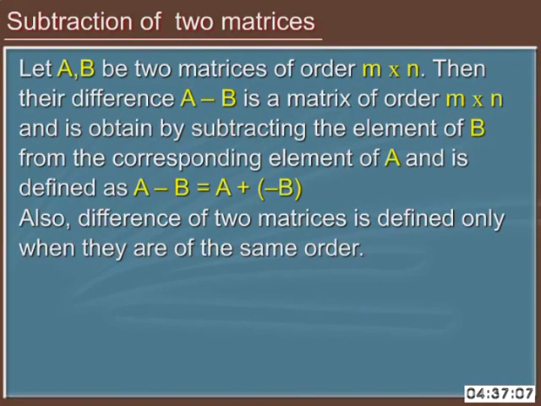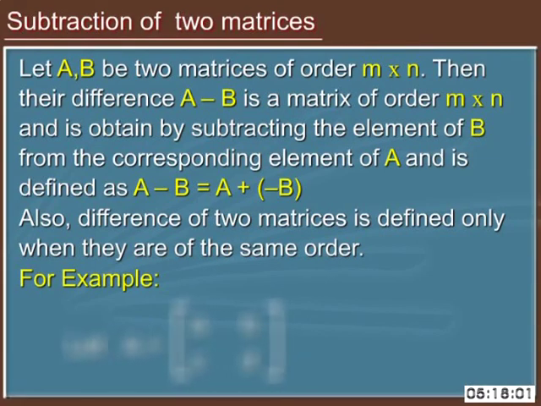Subtraction of two matrices. Let A, B be two matrices of order m by n. Then their difference A minus B is a matrix of order m by n and is obtained by subtracting the elements of matrix B from the corresponding elements of matrix A and is defined as A minus B, that can be written as A plus (-B). Also, the difference of two matrices is defined only when they are of the same order.